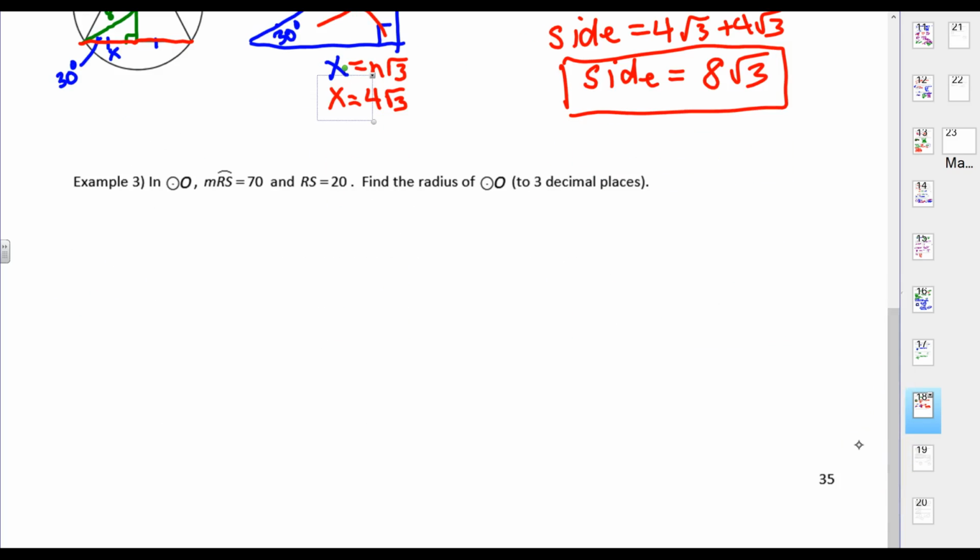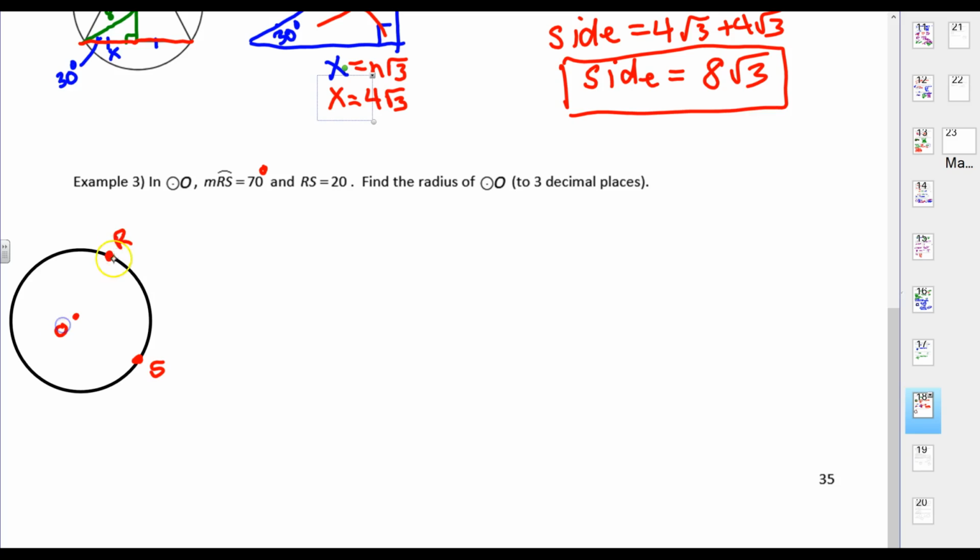Okay, moving right along. In circle O, the measure of arc RS is 70. And again, guys, that's degrees because it's arc measure. And segment RS is equal to 20. Find the radius of circle O. Well, let's make a picture, shall we? So we have a circle. Boom. And on my circle, I have a point R and a point S somewhere on it.